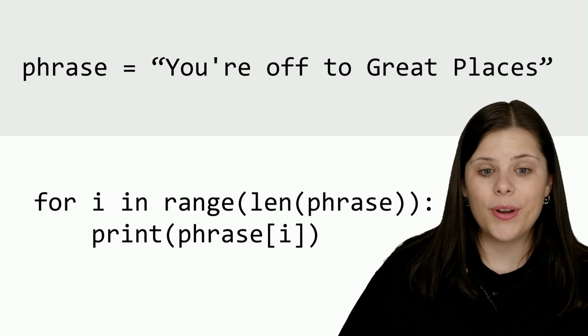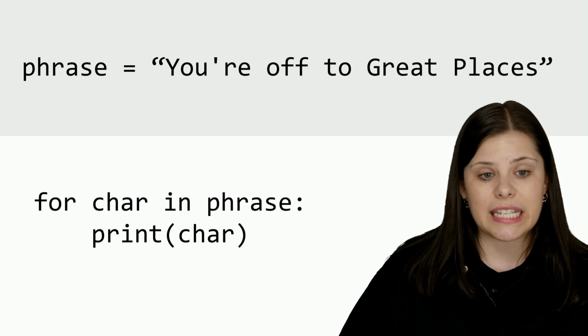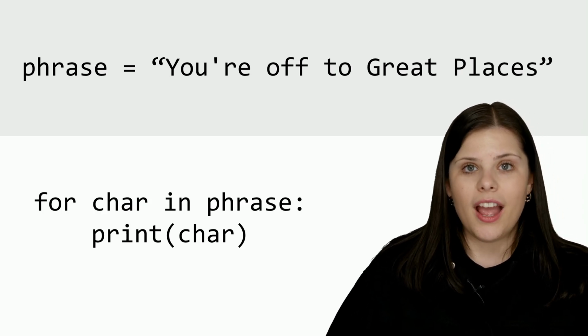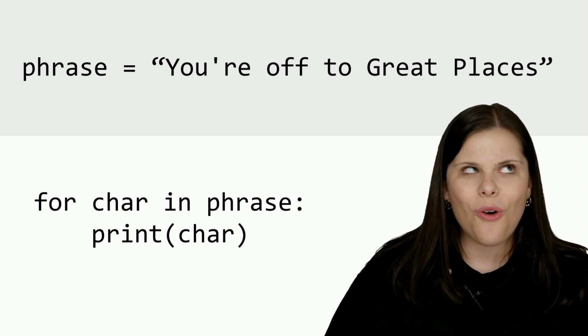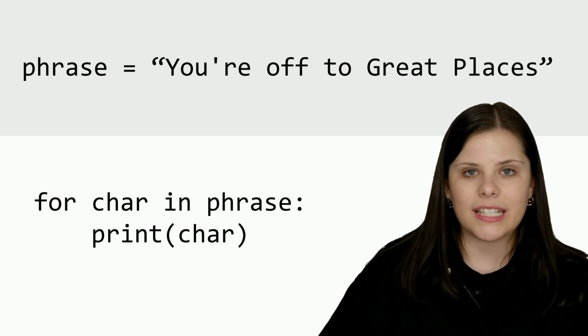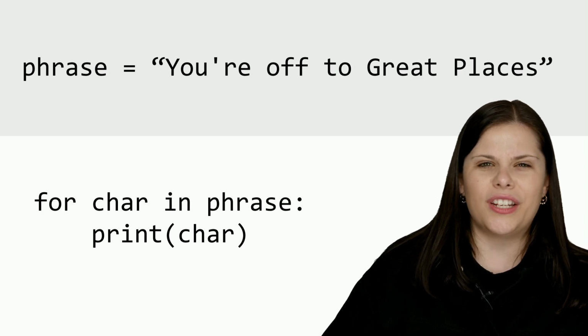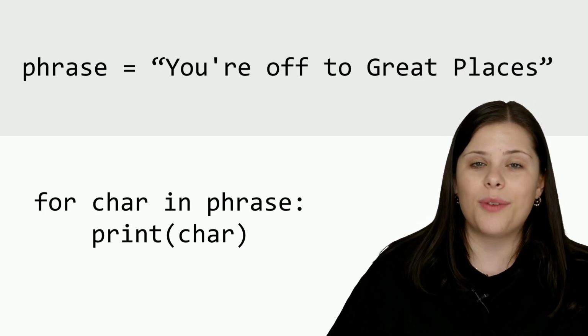These 2 lines of code can be simplified to just this. So for char in phrase, print(char). And you can say, well, how does Python know what I mean, right? I'm not explicitly telling it what to print, what to grab. How does it know that char is actually each character that I mean?